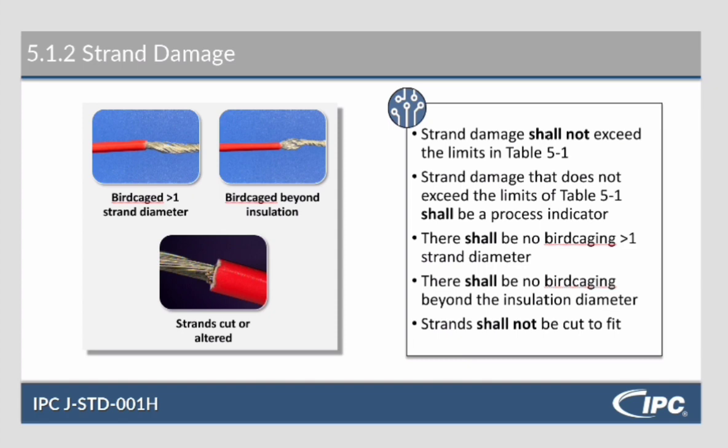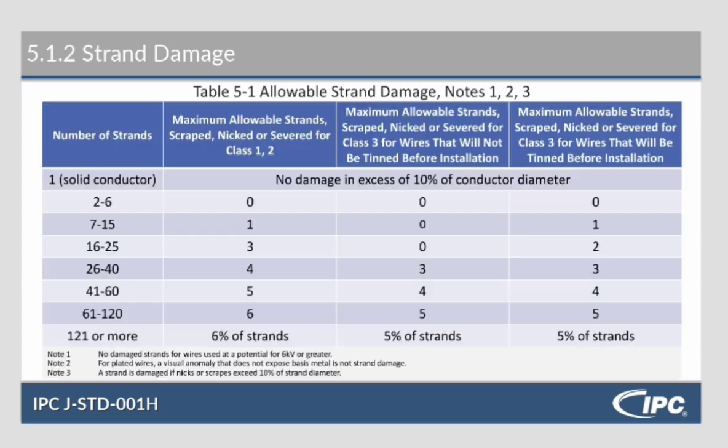There shall be no bird caging greater than 1 strand diameter, no bird caging beyond the insulation diameter, and strands shall not be cut to fit. This is table 5.1. Your number of strands is in the first column on the left. Your maximum allowable strands that can be scraped, nicked, or severed for class 1 and 2 is the second column, and the 2 columns over on the right are both for class 3, depending on whether the wires are going to be tinned before installation.